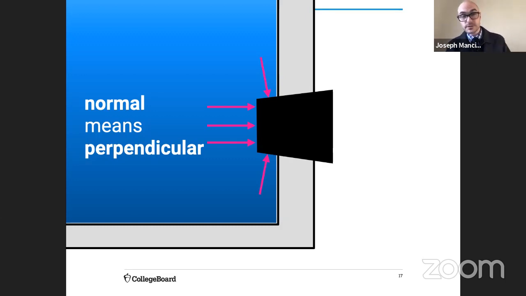The fluid exerts forces on objects within the fluid, and the direction of that force is always perpendicular to the surface of the object.